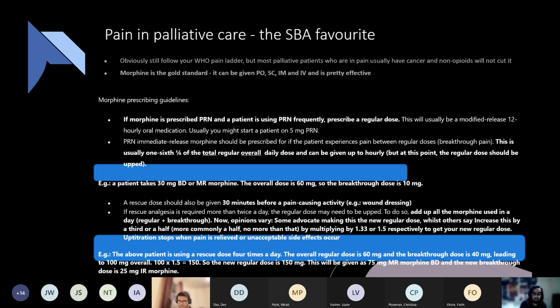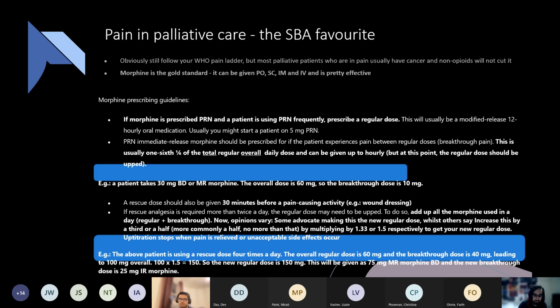Perfect. Lots of different forms. You can give it however you want. You can give it orally if the patient's well enough. If the patient is vomiting or needs a syringe driver, you can give it subcutaneously. You can give it intravenously. Other opioids don't necessarily have that, as we'll see. So it's really, really good for that stuff.